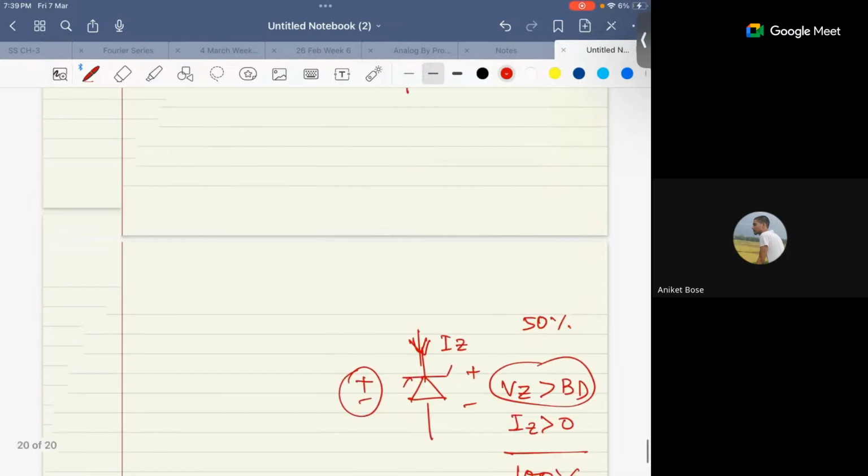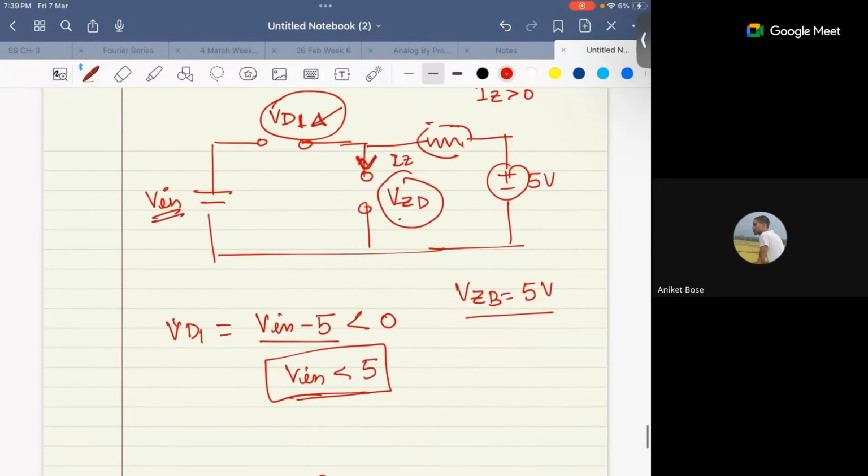So here also, from diode D1 we came to the conclusion that for the voltage from 0 to 5 volt, this is off, and if V in crosses 5 volt, it will be switched on. Okay, now for the Zener diode, let's for example just replace it with some voltage Vx.